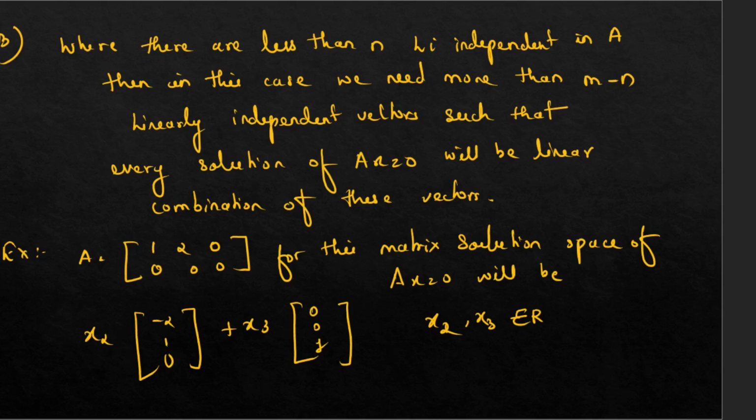But when can it be true? When they have mentioned the number of linearly independent vectors in A is equal to n. Then we can represent every vector in the solution space of Ax equals to 0 as a linear combination of n minus 1 linearly independent vectors. Okay, in that case, which I have already written.